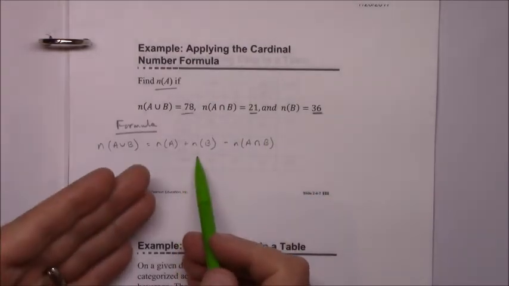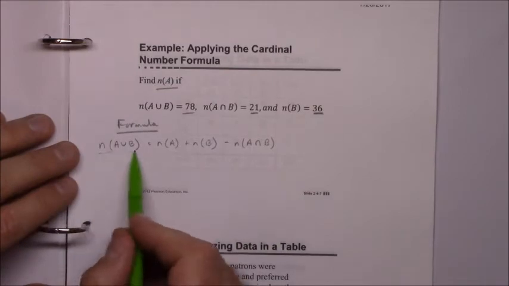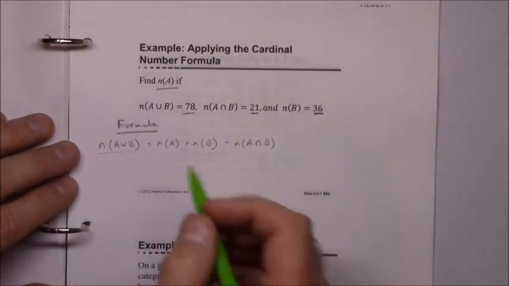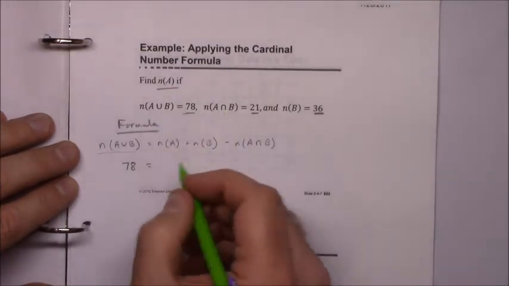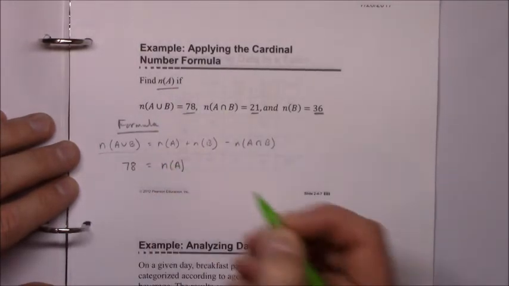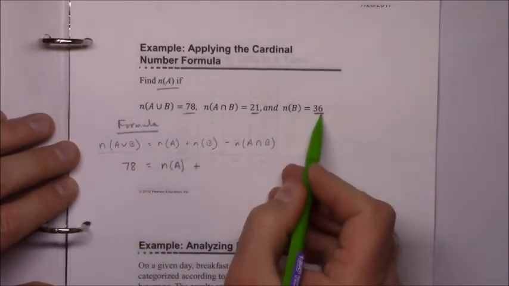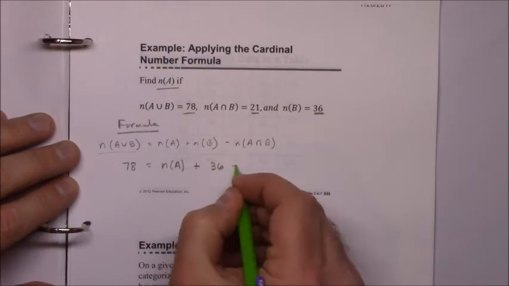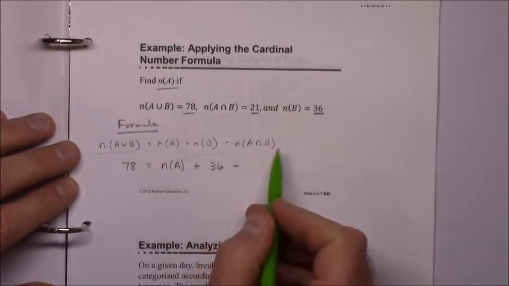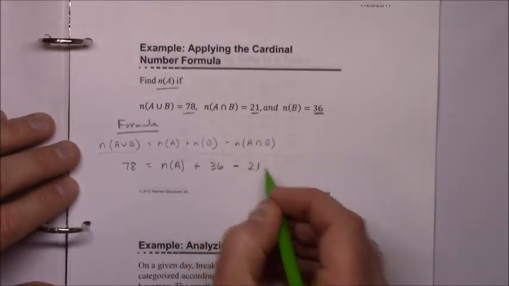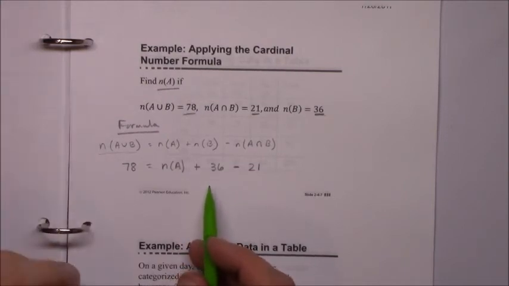Now, most of that information is given. We're just going to plug in everything that we know. So n of A union B, we're told, is 78, equals n of A, which we don't know. That's what we're finding, kind of like our variable, kind of like x, plus n of B, which we're told is 36, and then minus n of A intersect B, which here is 21. Now we're just going to solve this little equation, just like you would in algebra.